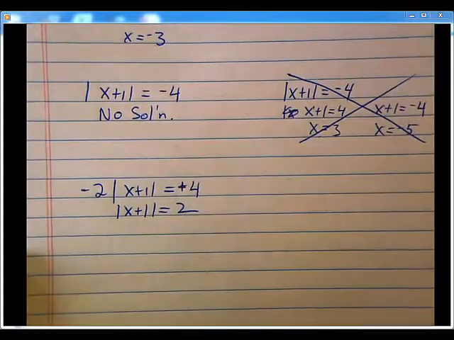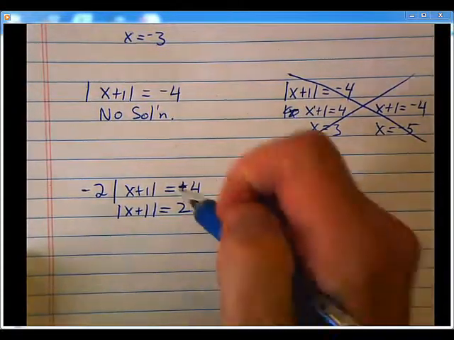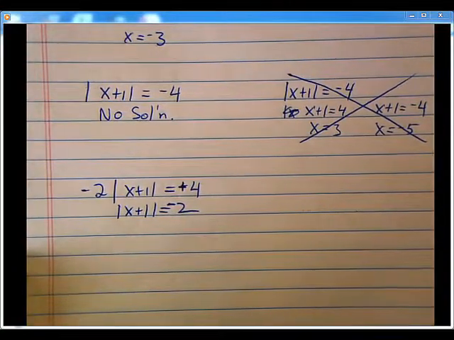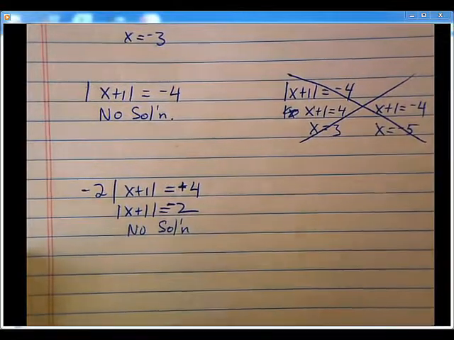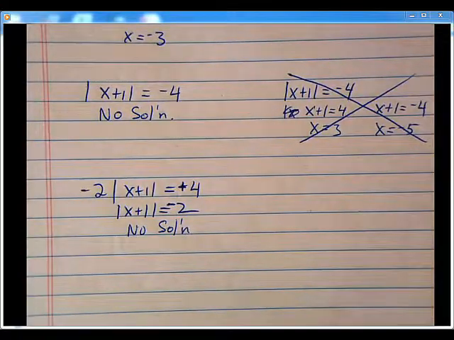Now, somebody asked, what if that started as a positive 4 over there? Well, now when you divide by the negative 2, you get absolute value of x plus 1 equals negative 2, and that one would be no solution, because we would have our absolute value equals a negative number, and that simply cannot happen.